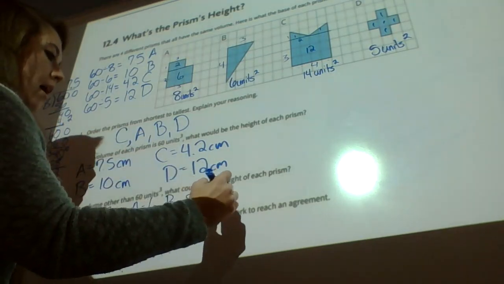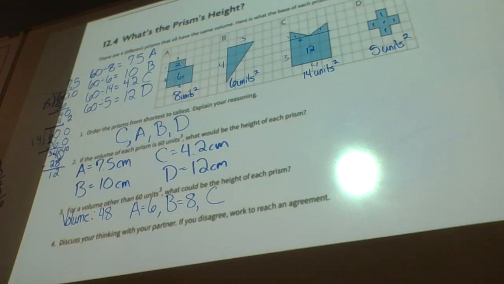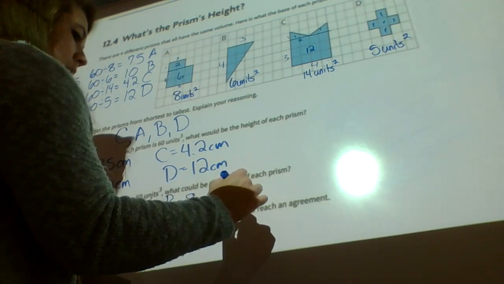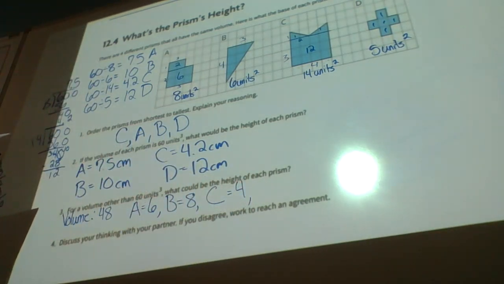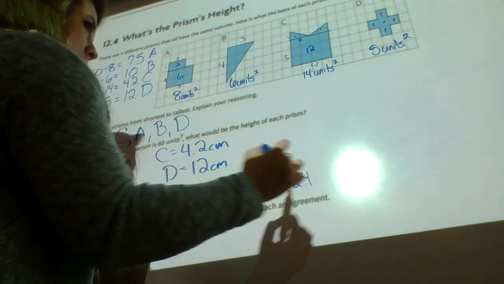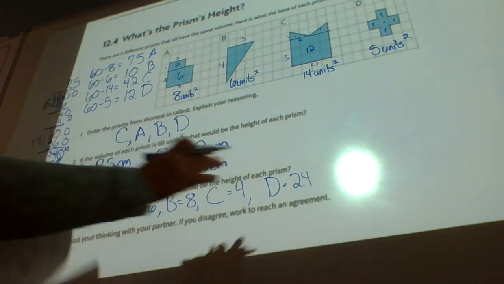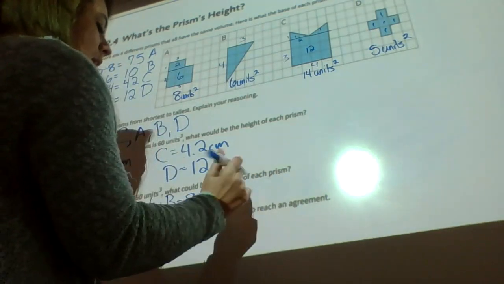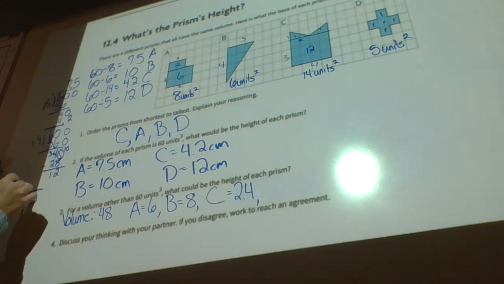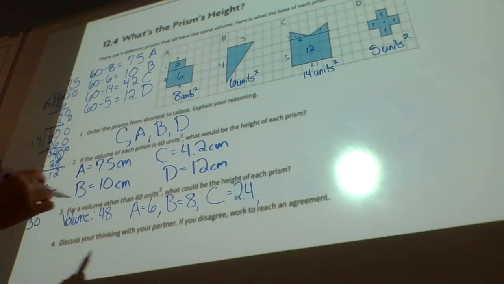For C, we had 14, so 48 divided by 14 is going to give us 4. And D, 48 divided by 5 is going to give us, hang on, that's backwards. There we go, 2.4. And then, sorry, I looked at this wrong. And then 48 divided by 5, 5 can go in there 9 times. So we have 45 with 3 left over. So 9.6.